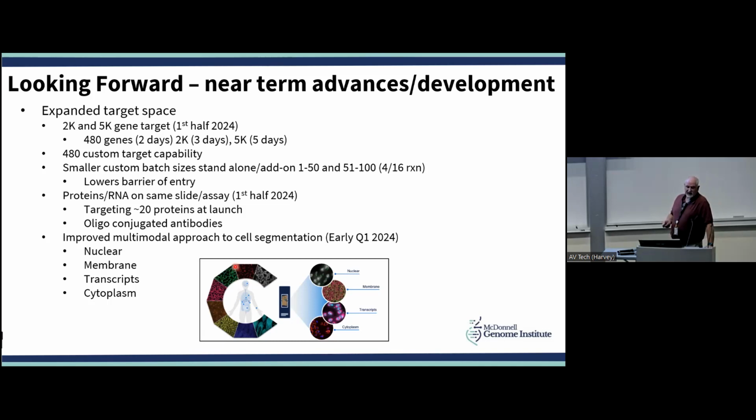Proteins, RNA on the same slide. They're targeting, again, this is first half of 2024, 20 proteins at launch with the nucleic acids. It's oligo-conjugated antibodies, so this should expand very quickly once they get the concepts all worked out. Something that's coming, sort of end of this year, early next year, is improved multimodal approach to cell segmentation, using nuclear membrane transcripts, cytoplasm to get a more concise, clearer picture. And the images there look really nice.